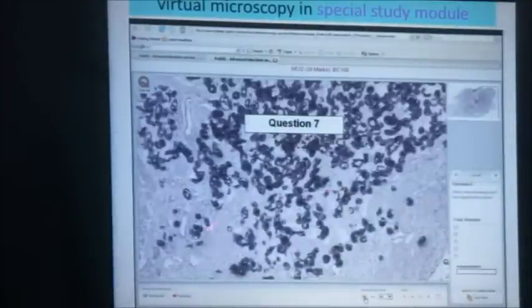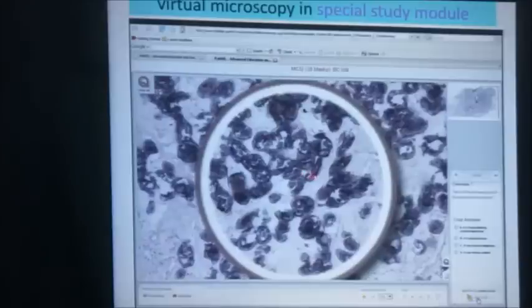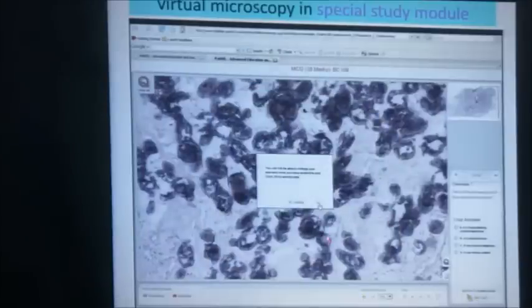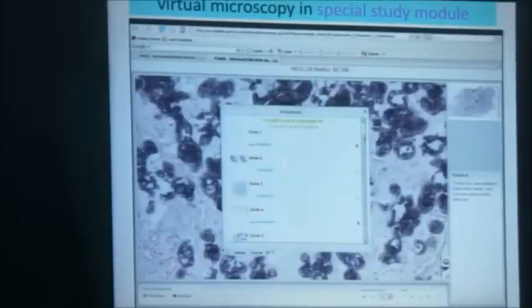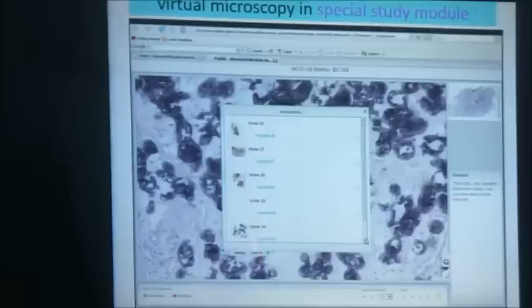This is bilharziosis or schistosomiasis here. You can see the bilharzial ova. You can magnify. Then you answer the question, and then you get your score online. So online you can move from one slide to the other. You have 30 questions, 30 MCQs. These MCQs are all based on a part of the image.